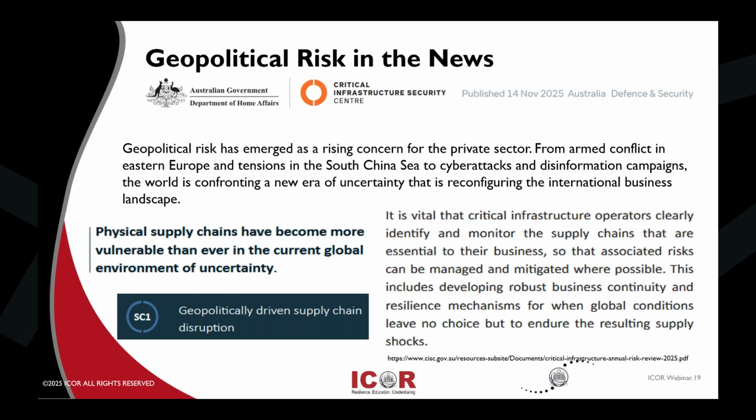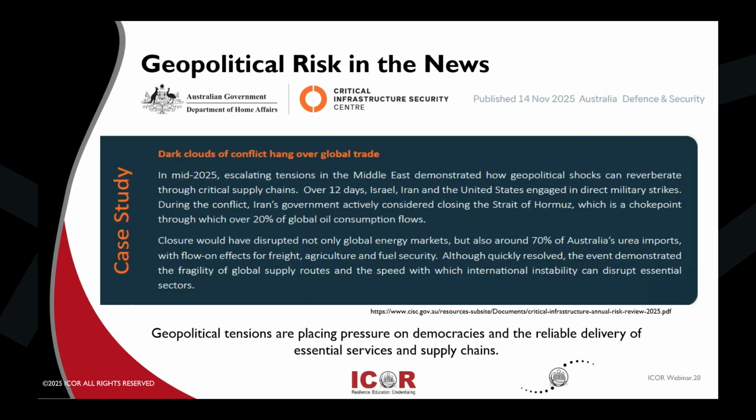And here's where they really draw the line to having business continuity and resilience mechanisms when global conditions leave no choice but to endure the resulting supply shocks. They provide a case study from the middle of this year, citing escalating tensions in the Middle East, that demonstrated how geopolitical shocks can reverberate through your critical supply chains. Over 12 days, Israel, Iran, and the United States were engaged in direct military strikes that happened very quickly, surprising most of us in the US as well, that we bombed Iran.